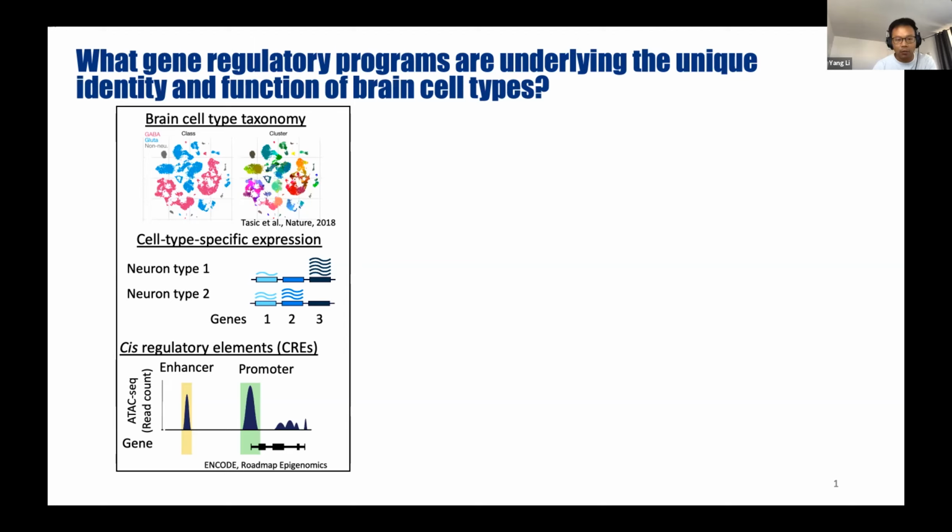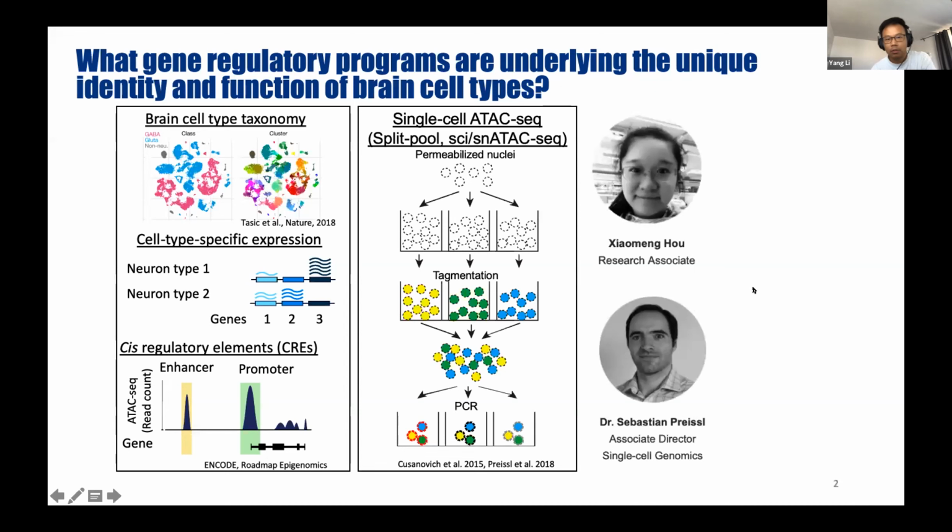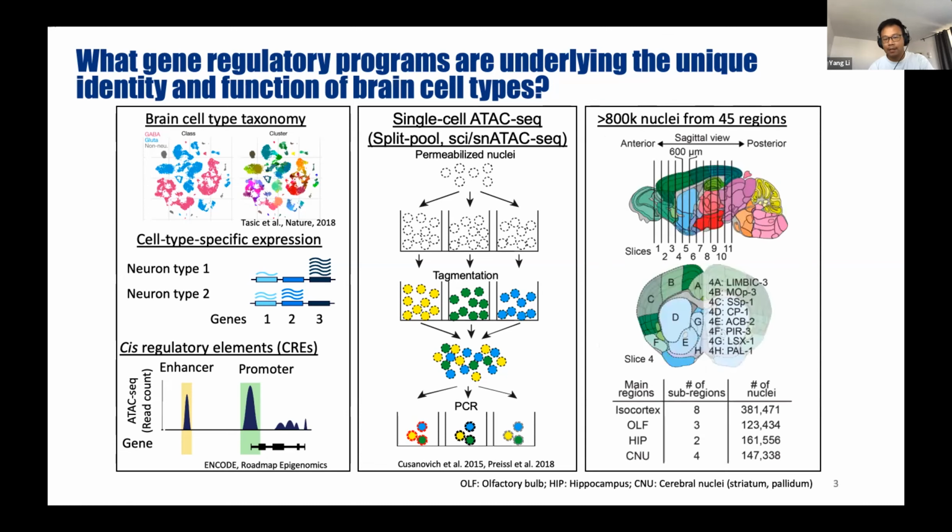To do so, we need some high-throughput data sets to map those cis-regulatory elements, for example, the ATAC-seq data done by ENCODE. Our approach here is single-cell ATAC-seq data, developed by the Ren Lab and by Sebastian. Later, with help from Xiaomeng, we generated a lot of single-cell ATAC-seq data from the mouse brain. And as a lot of people already mentioned, we generated this data in the adult mouse brain.